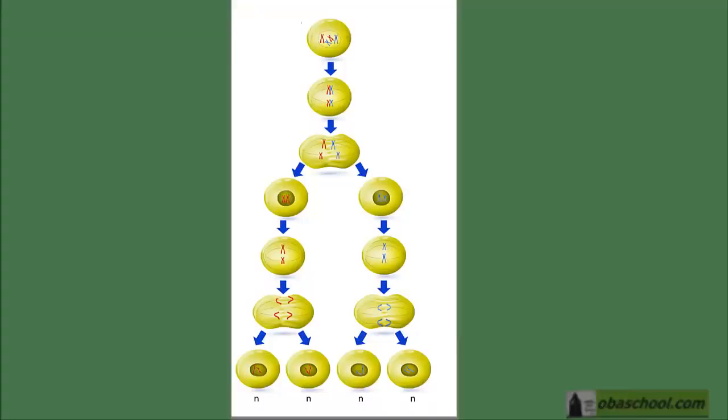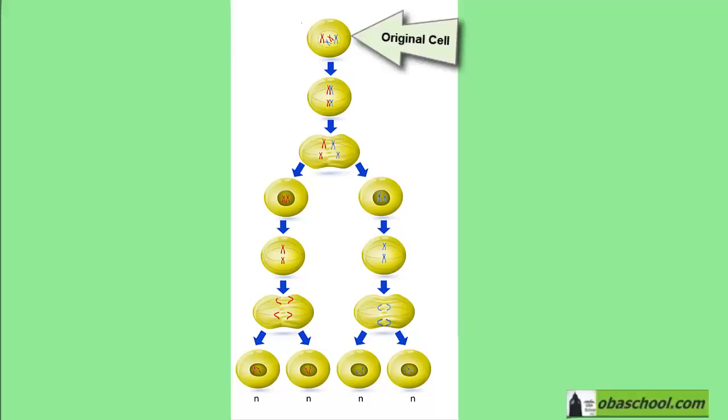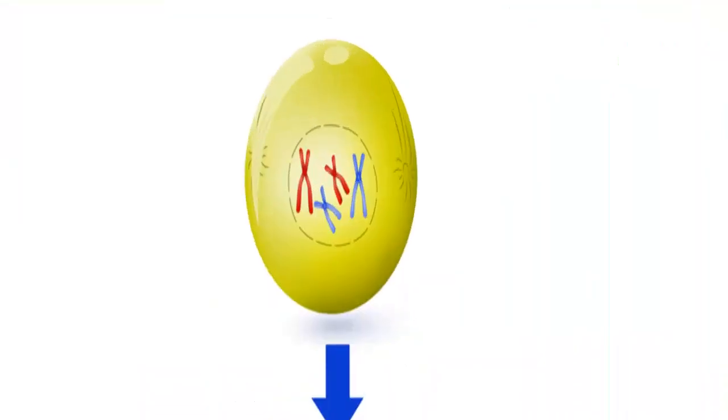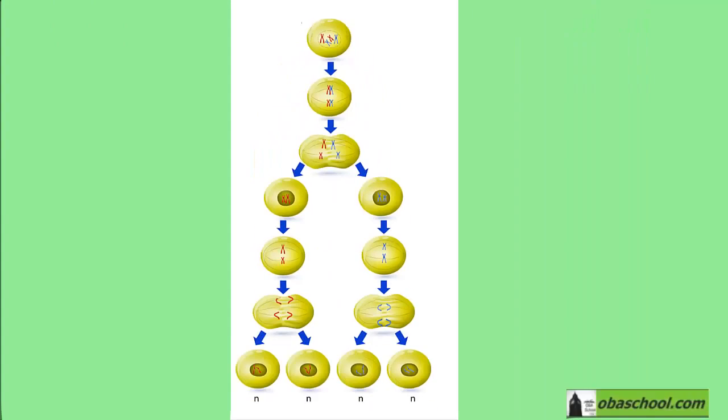This is an example of meiosis. This is the original cell, the germ cell. We see that it has 4 chromosomes. In the human body, our cells have 46 chromosomes, but just as an example here, for it to be easier, we're going to go with 4 chromosomes.